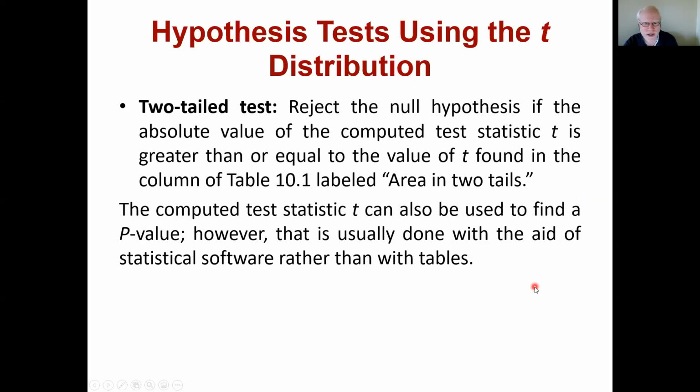And then two-tailed test, reject the null hypothesis if the absolute value of the computed test statistic T is greater than or equal to the value of T found in the column of table 10.1 labeled area in two tails. You take the absolute value of whatever you calculate, and you see, looking in column 2, is it more extreme than the critical value? And we're going to do examples to make this a little bit more clear in case it's not.